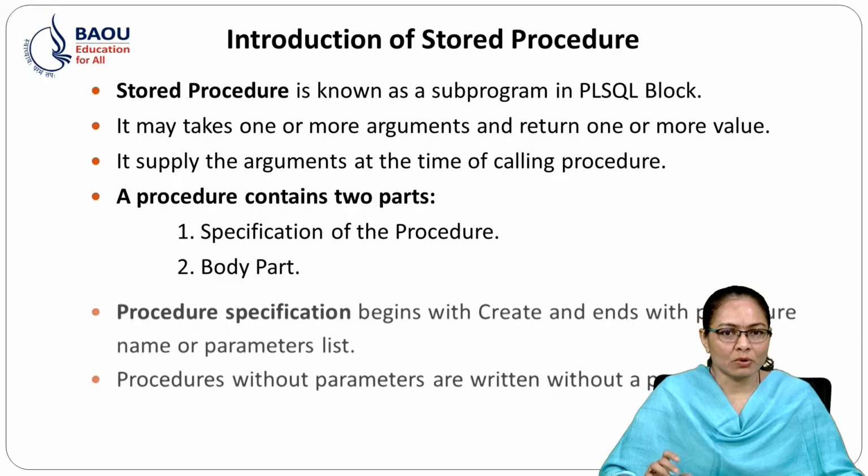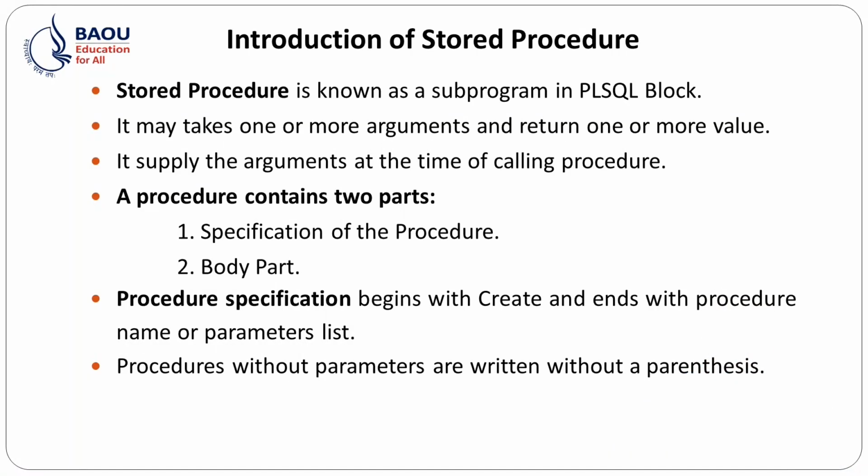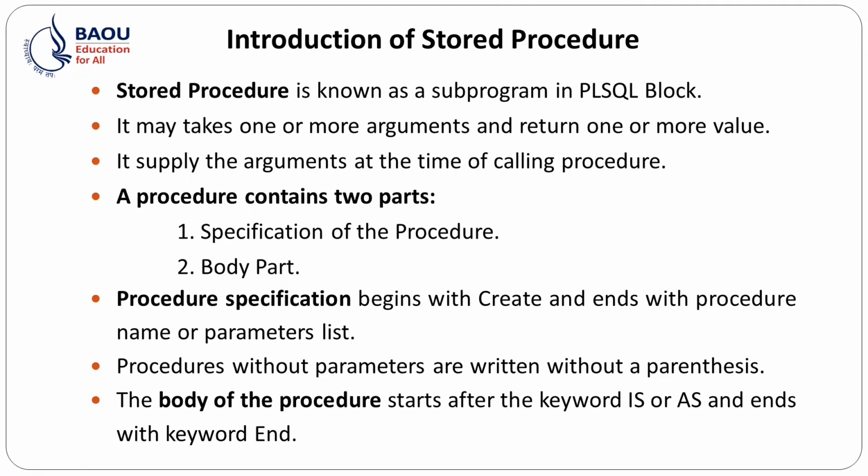What is procedure specification? The procedure specification begins with the create and ends with the procedure name or a parameter list. The procedure without the parameter is written without the parenthesis. And the body part means the body of the procedure starts after the keyword IS or AS and ends with the keyword END.